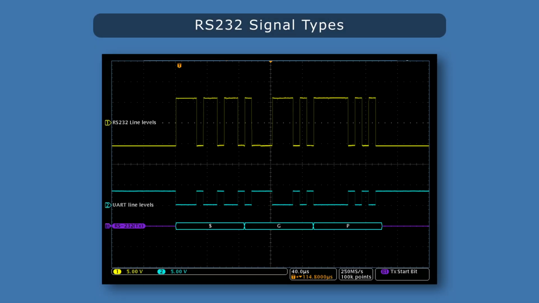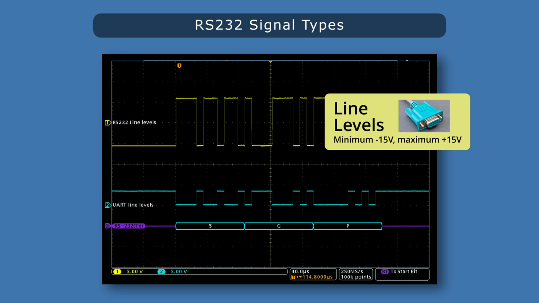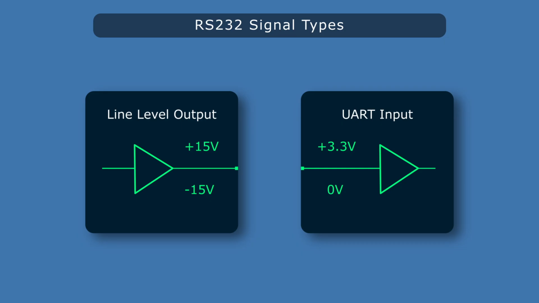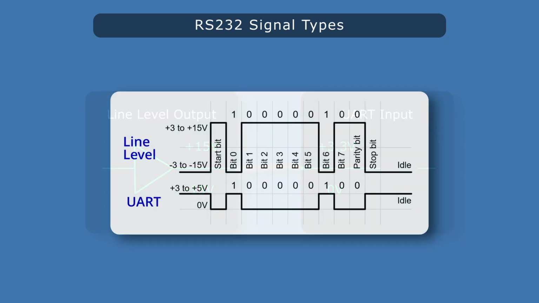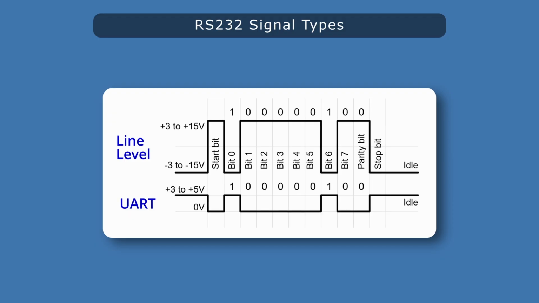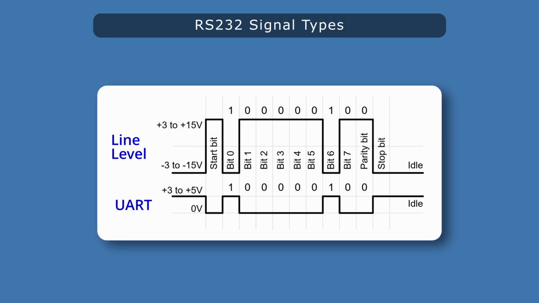NMEA sentences transmitted from navigation receivers can be in one of two signal types: RS232 line levels for transmitting over distance, which typically terminate in a 9-way D-type connector, or UART logic levels, which may require local direct connection to your recording device. It is important not to connect the two different types, as this may cause equipment damage. The two signal types are inverted with respect to each other. Therefore, you cannot connect a UART source to an RS232 line level input if the data logger doesn't have a signal inversion capability.